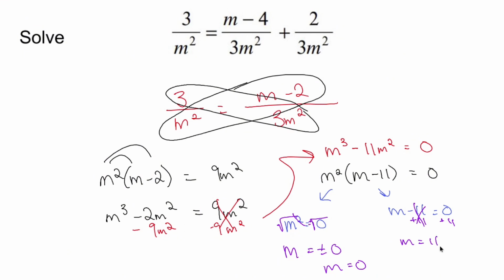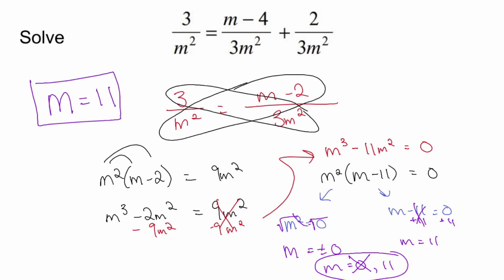So if m minus 11 equals 0, then m equals 11. So my possible answers here are going to be 0 and 11, except I'm not allowed to have 0. Why? Well, if I were to plug in 0 on the bottom, that would make it undefined. So 0 is not an option. So my only possible answer for all of this is going to be m equals 11.